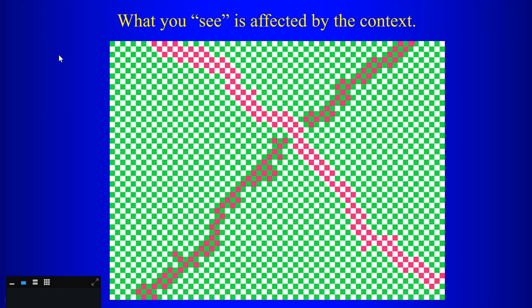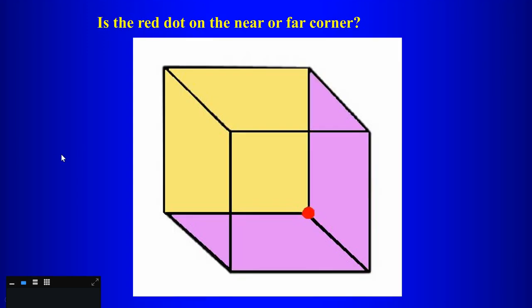So one of the most important things is that what you see is affected by the context. If you look at these, doesn't the color of these squares look different than the color of these squares? But I'll tell you that they really are the same color. It's just that what is surrounding them makes them look different visually to you.